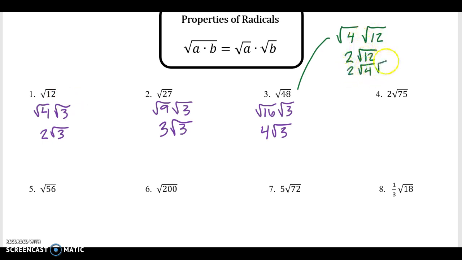So then this would factor into that. The square root of 4 is 2. 2 times 2 is 4 times the square root of 3. So we got the same answer here as here. We just went about it a different way.